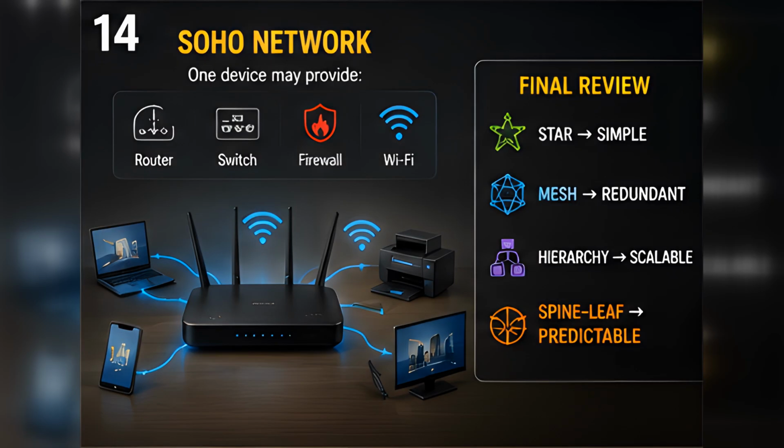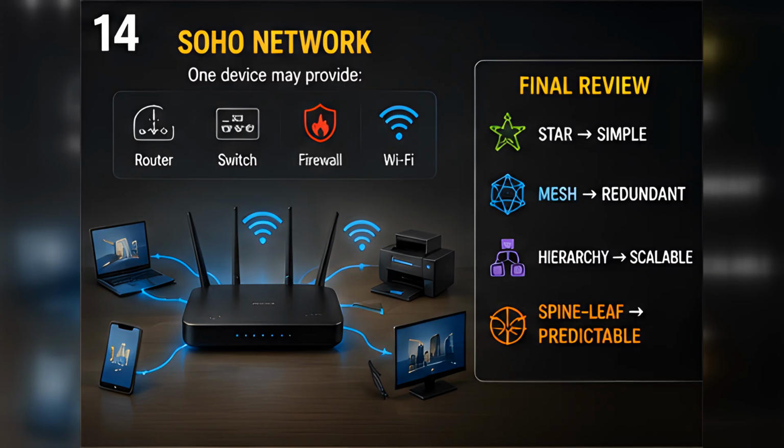At the smallest scale is the small office or home office network, usually supporting approximately 1 to 10 users. A single wireless router often combines several functions: routing between the LAN and Internet, Ethernet switching, firewall protection, and wireless access. Some devices also include a modem. Unlike enterprise networks, most SOHO networks have only one router and one Internet connection. This creates a single point of failure, but lower cost is usually more important than complete redundancy.